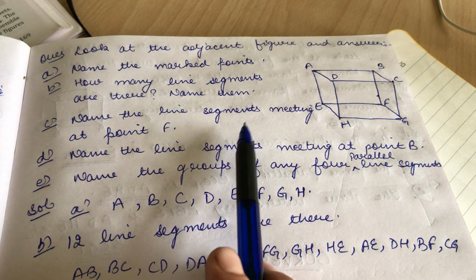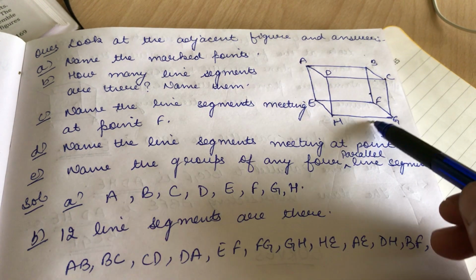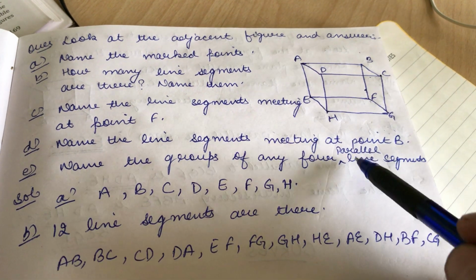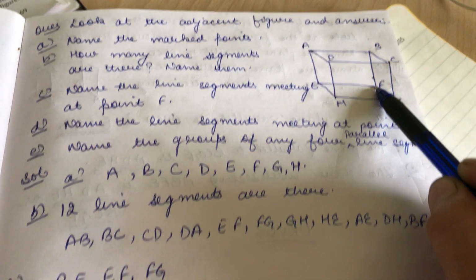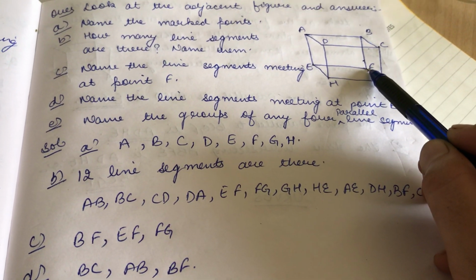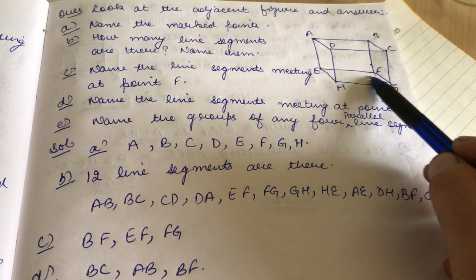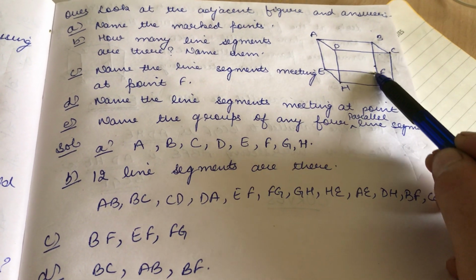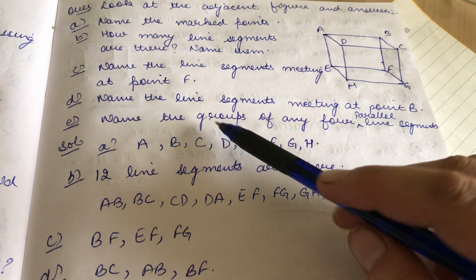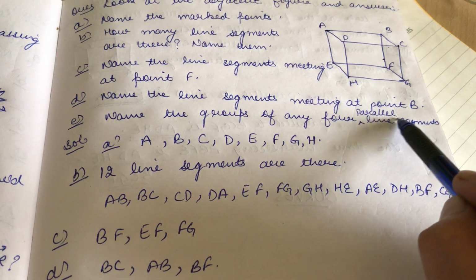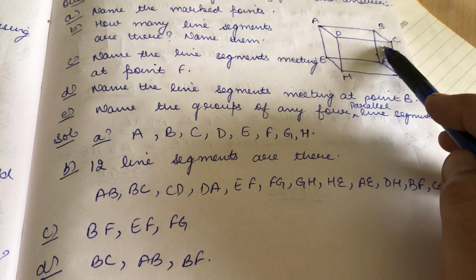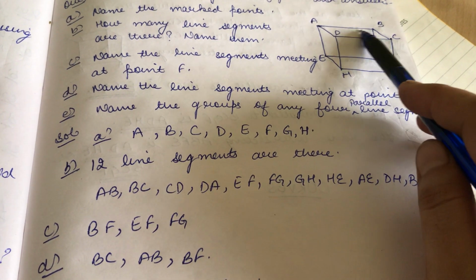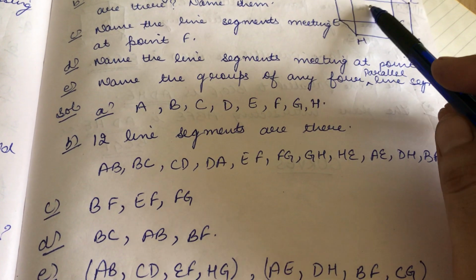C part is, name the line segments meeting at the point F. Now this is the point F. Which line segments are meeting here? FG and EF. And one more line is there, BF. So these are the three lines which meet at the point F. Name the line segments meeting at the point B. This is the point B. BF, BC, AB. These are the three lines which meet at the point B.